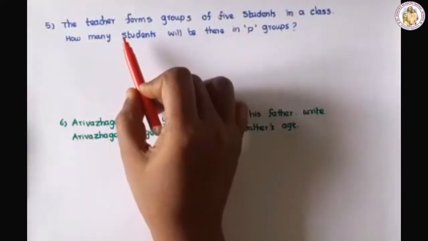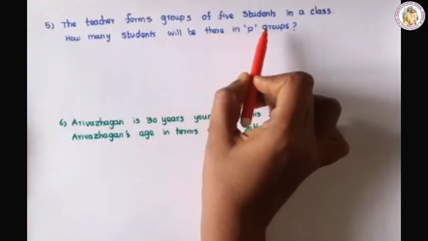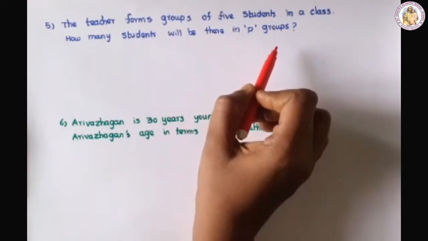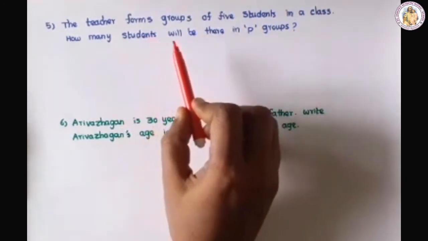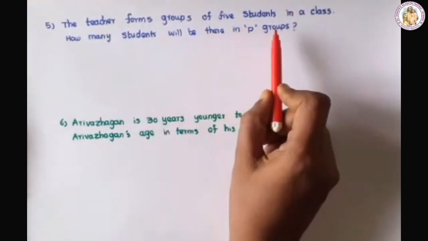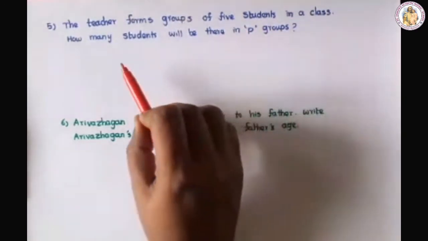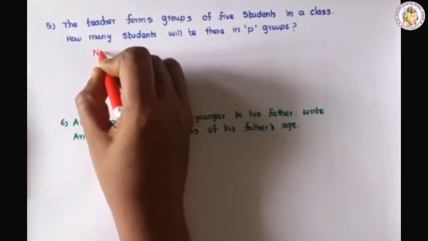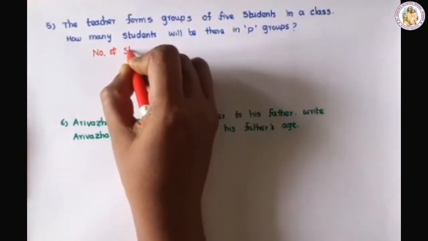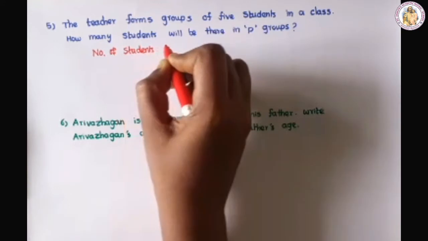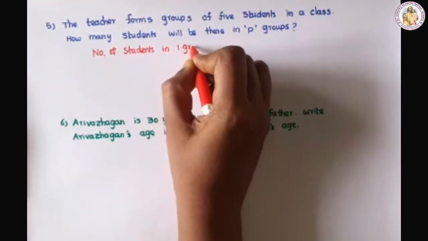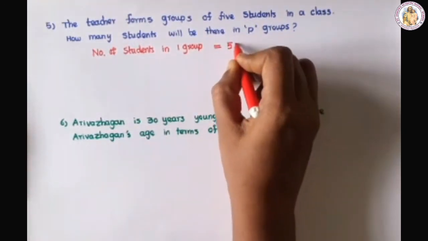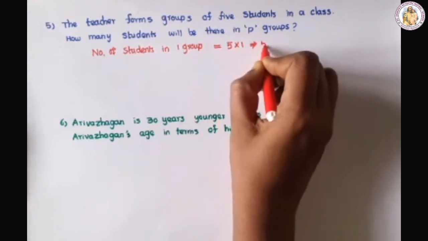Fifth one, the teacher forms groups of 5 students in a class. How many students will be there in P groups? Listen, teacher forms the groups. In one group, 5 students. Means, how many students will be there in P groups? First, number of students in one group. In one group means 5 students. So 5 into 1, that is equal to 5.